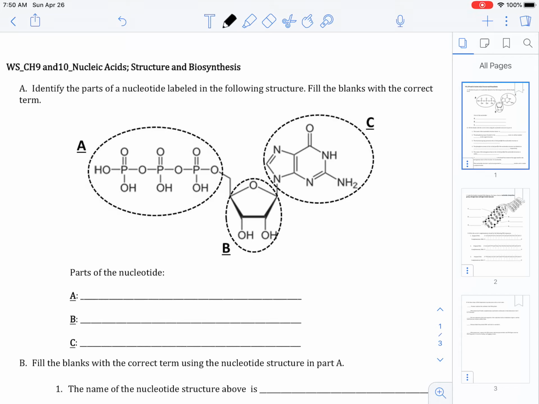In this video, we are going to go over the answers for the worksheet of chapter 9 and 10. On part A, we are going to be labeling the parts in a nucleotide. So we need to identify the 3 parts. In part A, this is going to be the phosphate group, as you can see, there's 3. So this is a triphosphate.